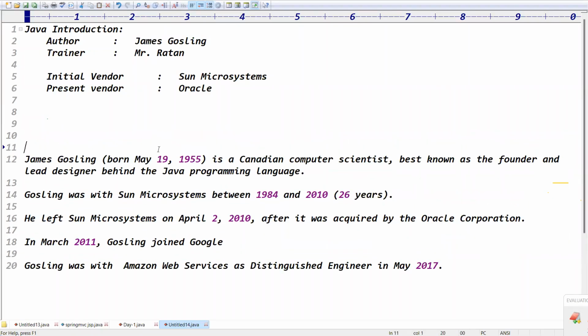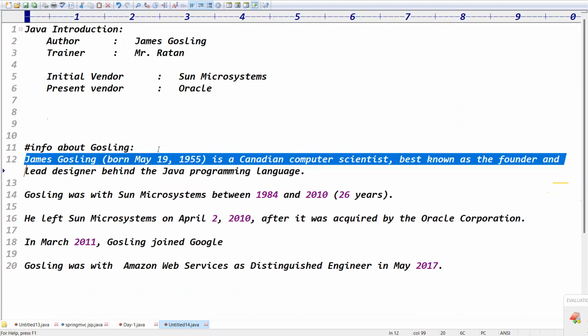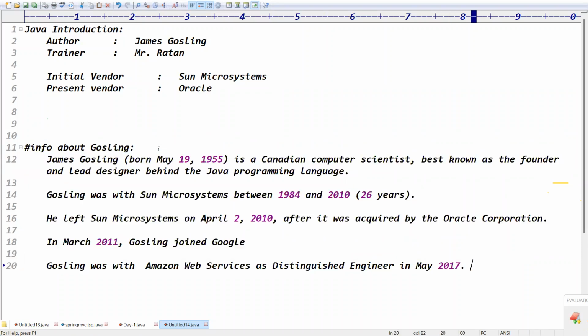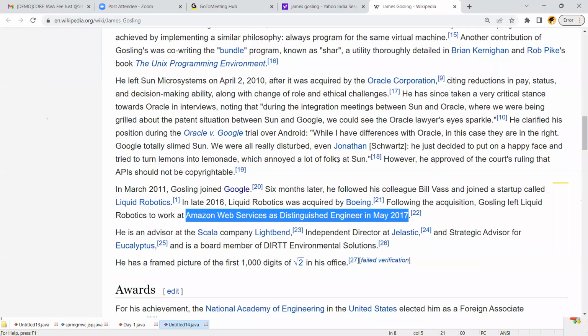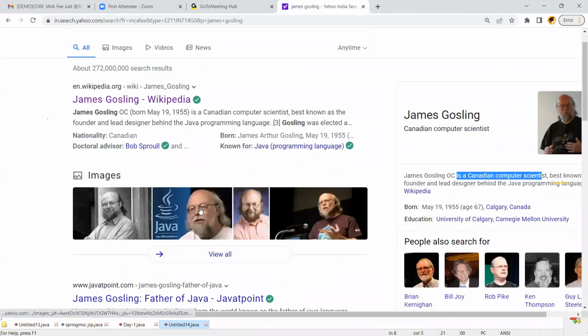This is the information about James Gosling, right? Info about Gosling. That's also a bit important for us. Guys, are you clear now? I think you got some idea about James Gosling. He is the creator of Java, right?